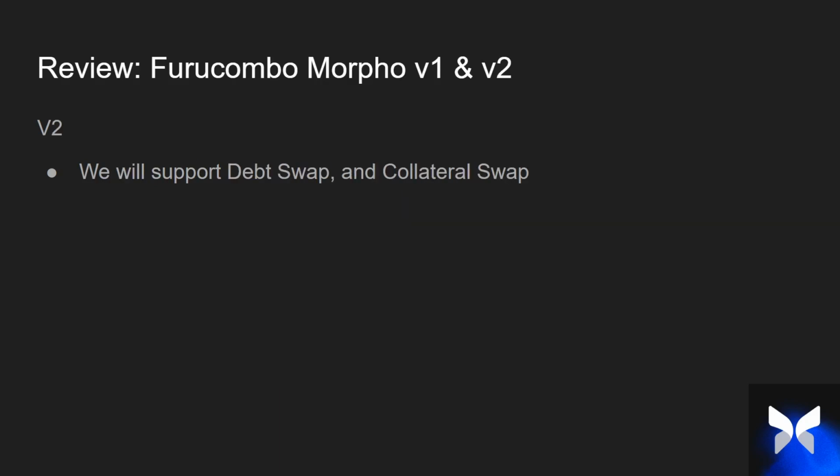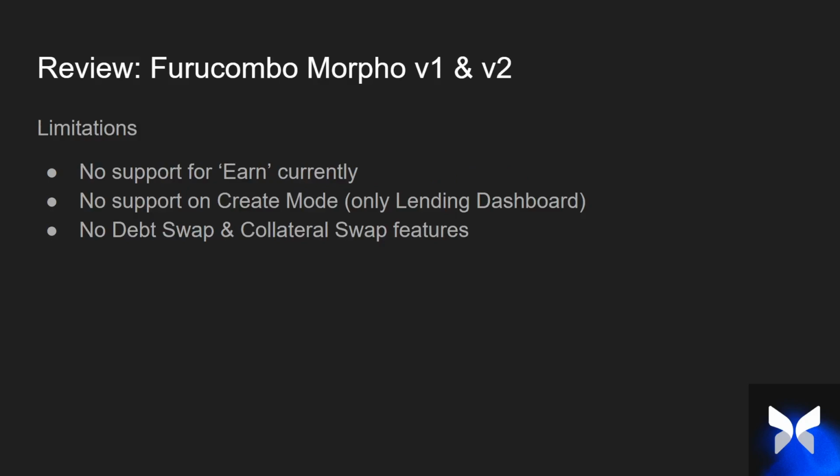So for V2, we will support debt swap and collateral swap. We're not there yet. We expect that sometime this year. So then what are the limitations? The limitations are currently no earn feature functionality, no support on create mode. So we only support Morpho on the lending dashboard. And then, of course, because V2 is not released, we don't currently support debt swap or collateral swap features.